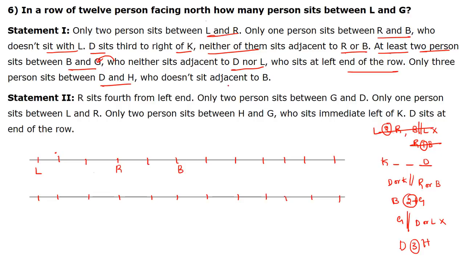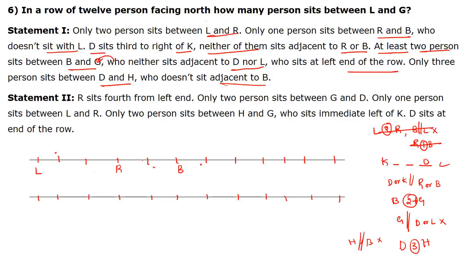H doesn't sit adjacent to B. So H cannot be an immediate neighbor to B, so H cannot be in either of these two places. H can be here, here, or any of these places. Alright, now let us substitute this information, friends.